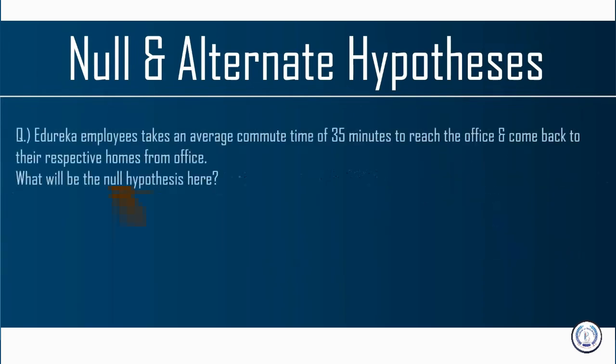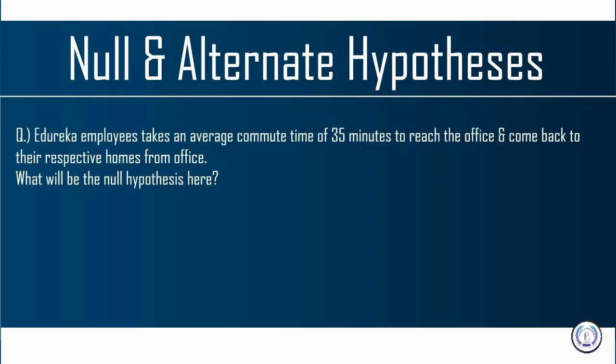Now, if you remember the example of the Edureka employees, the survey on reaching the office and coming back to their respective homes, the average commute time taken by them is 35 minutes. But suppose now the claim is, after some research or survey, we found out that it's taking more than 35 minutes.